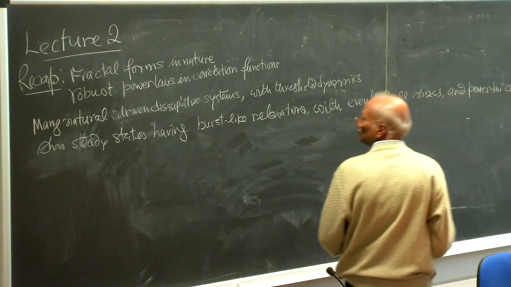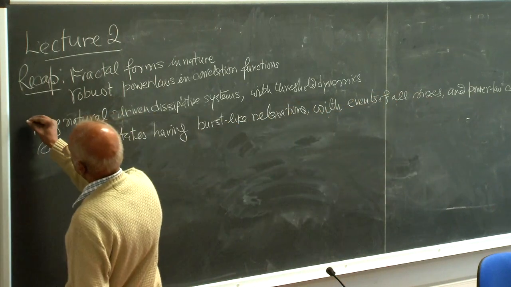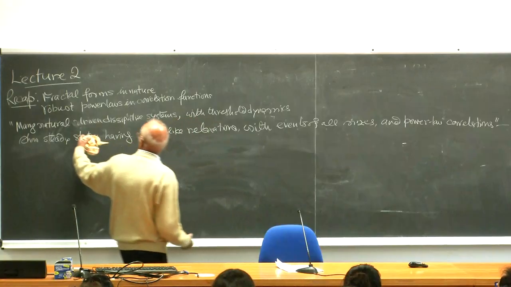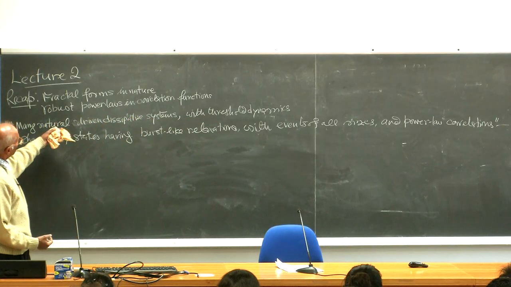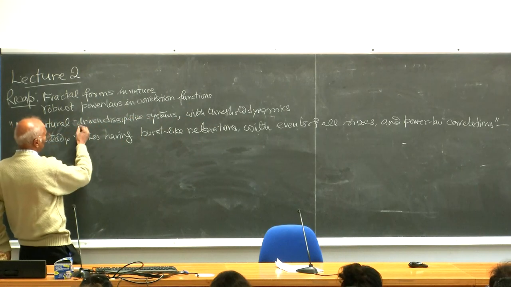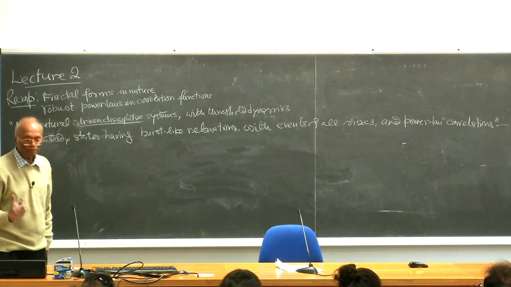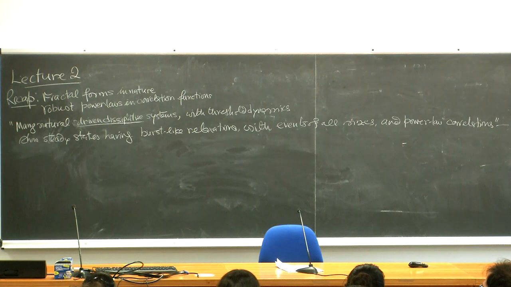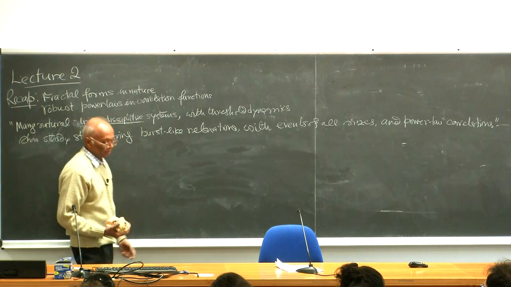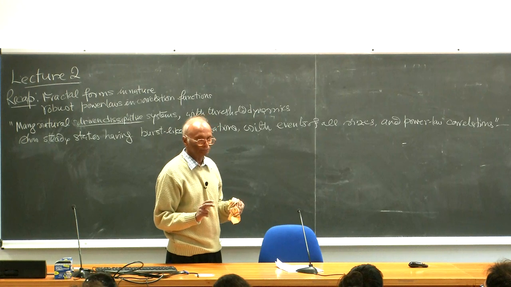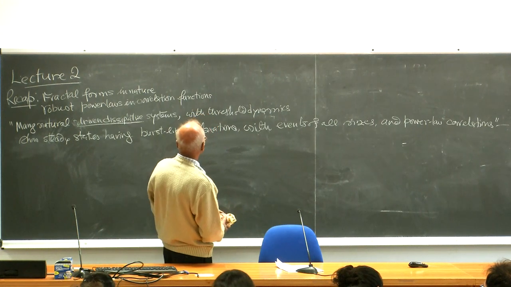So let us just go through this, because this is the main point of the whole talk. So these are many natural systems, driven dissipative. So these are not equilibrium systems. These are driven from outside with some influx, and they have dissipation. So laws of equilibrium thermodynamics, etc., are not going to work explicitly.